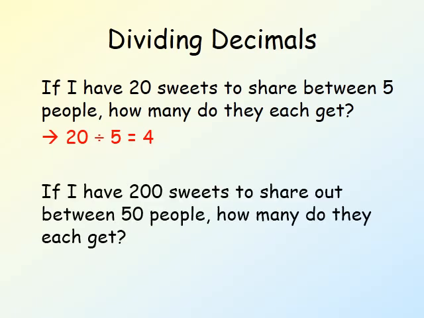Okay, now if we have this situation, if I have 200 sweets to share out between 50 people, how many do they get? So again, 200 shared by 50 is 4. So if you look at the difference between the two numbers, then you will understand how to do the division that much better. So I'm going to move on to the next slide to explain.